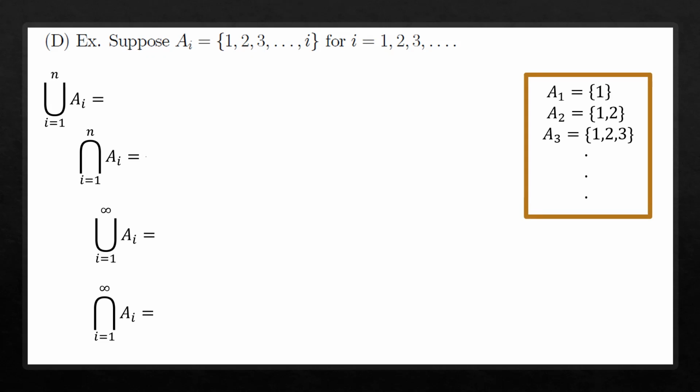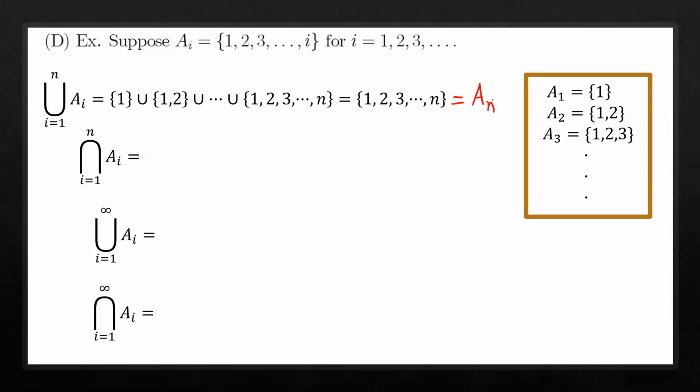When I go to now write the union of them, I can write it with at least a little more detail. So what's it going to look like if I take the union of the set 1, union with set 1, 2, union with set 1, 2, 3, union with so forth and so on, to a union with the set 1, 2, 3 through n? This is just the set 1, 2, 3 through n. What is the set 1, 2, 3 through n called? This is the set A_n.